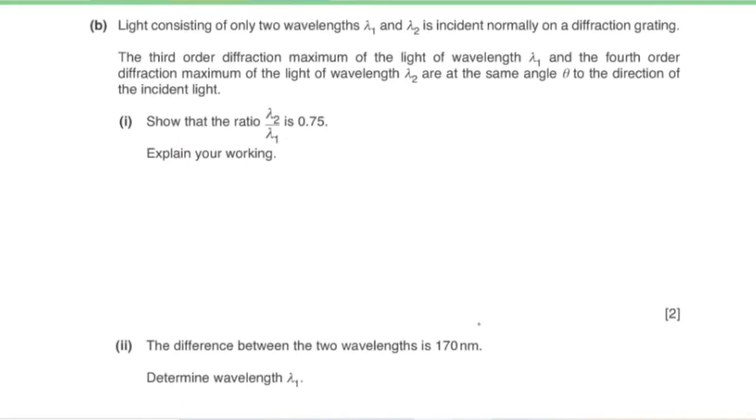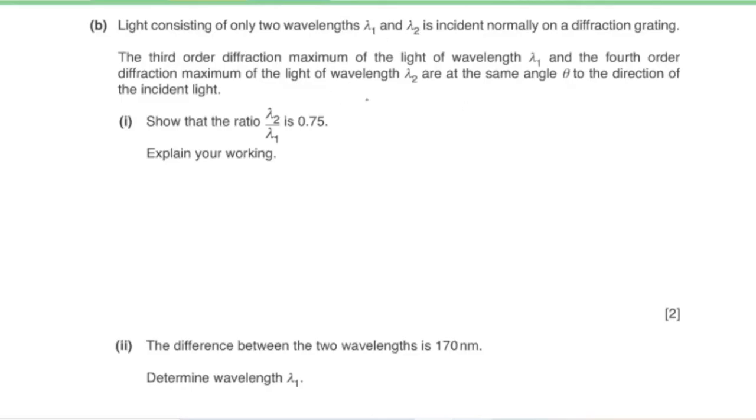Part B, light consisting of only two wavelengths is incident normally on a diffraction grating. The third order diffraction maximum of the light of wavelength λ1 and the fourth order diffraction maximum of the light of wavelength λ2 are at the same angle theta to the direction of the incident light. Part 1, show that the ratio of the second wavelength divided by the first wavelength is 0.75.